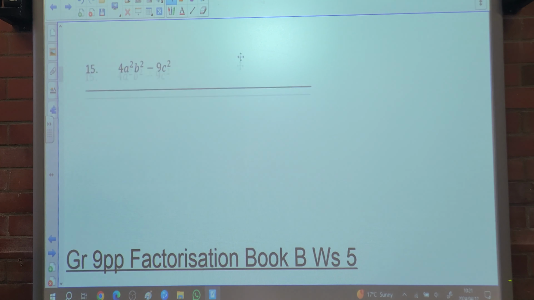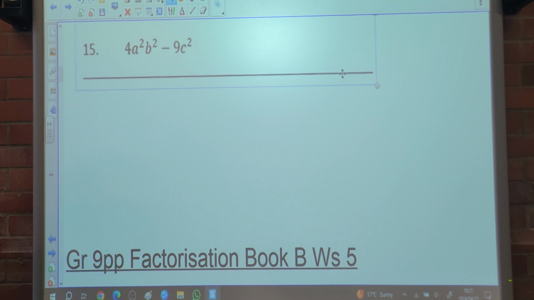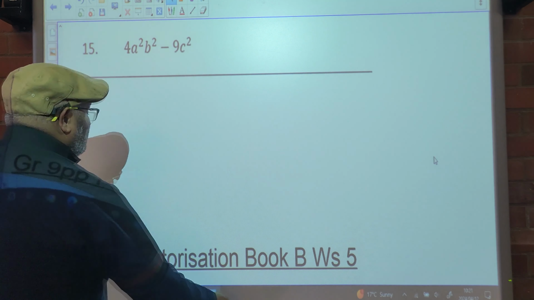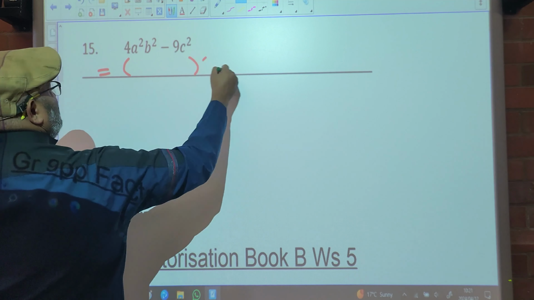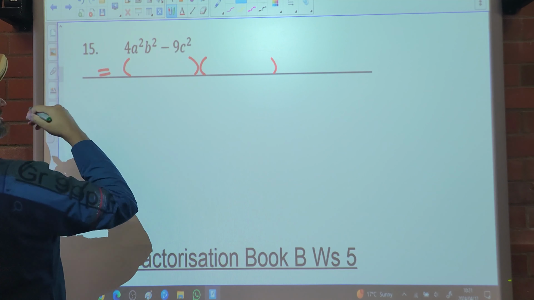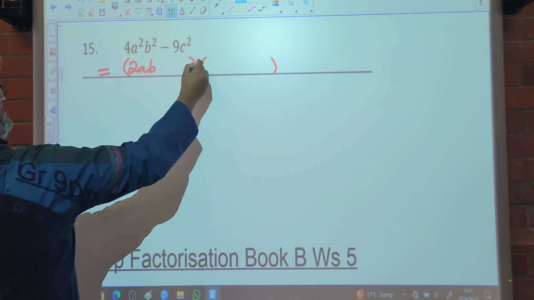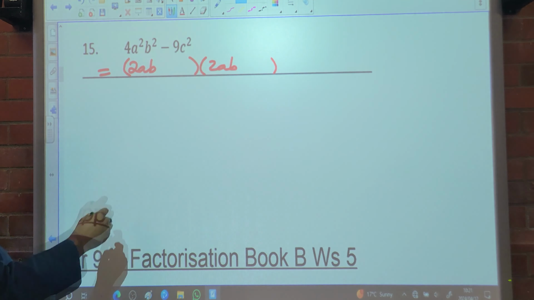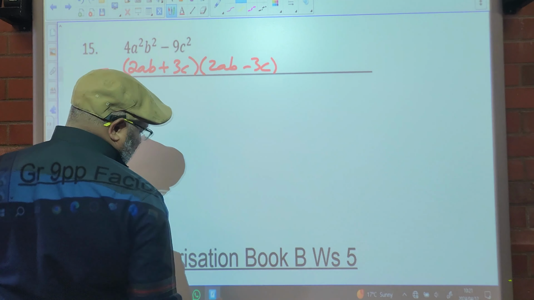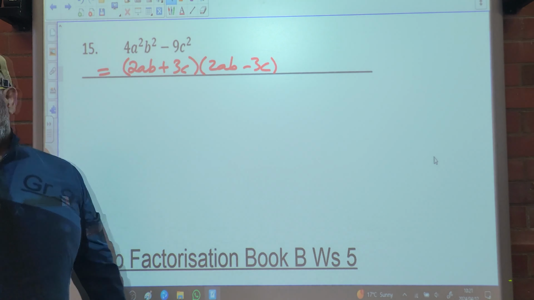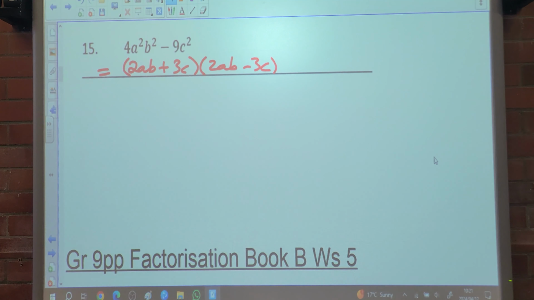The last one of this worksheet. Okay, both are perfect squares. Negative between them. So the square root of 4a squared b squared is 2ab. One plus the other, minus. What's the square root of 9c squared? Okay. So in the next lesson we will look at the other exercise I gave you for homework, the other worksheet.